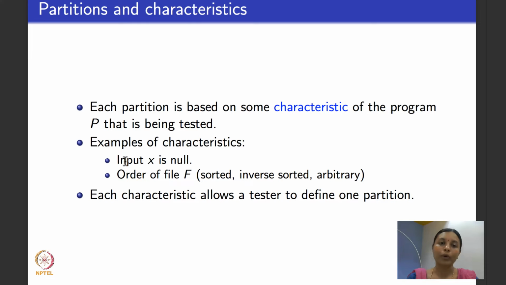You could be worried about a property which asks whether the input is null or not. Let's say the input is a file, you could be worried about whether the file is in sorted order or not. And if it is in sorted order, what is the order of sorting? Is the file in sorted order? Is it in inverse sorted order? Or is it in arbitrary order? It's not sorted at all. So each characteristic allows the tester to define one partition.